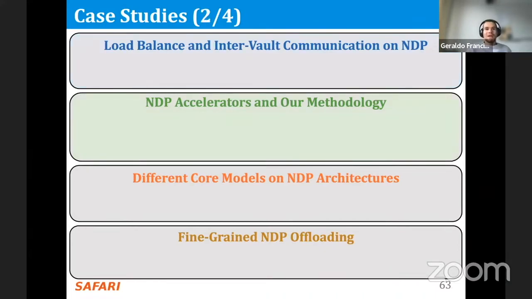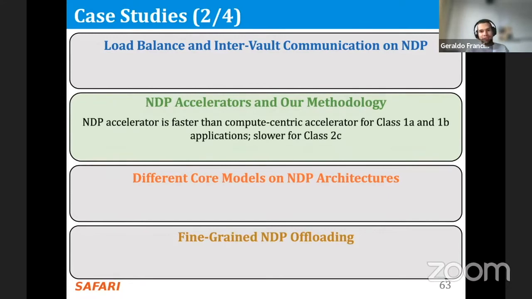In the second case study, we evaluate the benefits that NDP accelerators can provide for 3 applications from our benchmark suite. We compare the performance improvement NDP accelerators provide against the compute-centric versions of the same accelerator. We observe that the NDP accelerator provides significant performance benefits compared to a compute-centric accelerator for applications in class 1A and 1B. Those are the bandwidth-bound applications and the latency-bound applications. At the same time, it does not improve performance for applications in class 2C, which are compute-bound. We believe that DAMOV can aid the design of NDP accelerators that target different memory bottlenecks in the system.